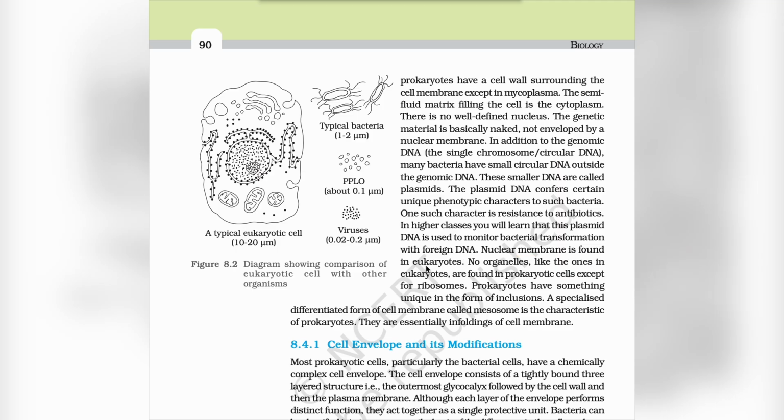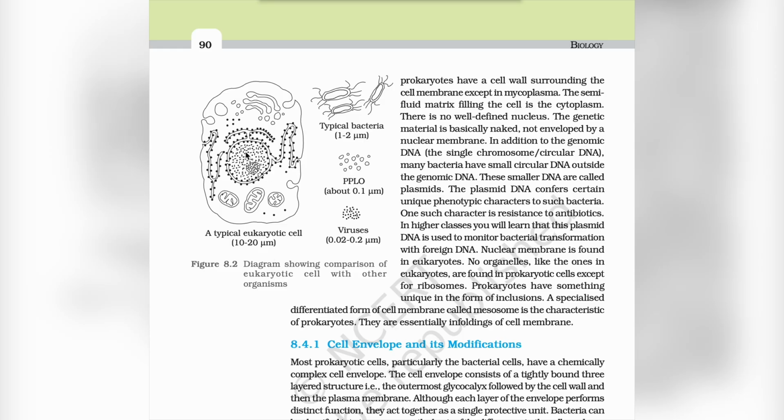Nuclear membrane is found in eukaryotes. No organelle, like the ones in eukaryotes, are found in prokaryotic cells except for ribosomes. Prokaryotes have something unique in the form of inclusions. A specialized differentiated form of the plasma membrane called mesosome is the characteristic of prokaryotes. They are essentially enfoldings of the cell membrane. As you can see in this figure, this shows a comparison of a eukaryotic cell with other organisms. This is a eukaryotic cell. Size ranges from 10 to 20 micrometer.